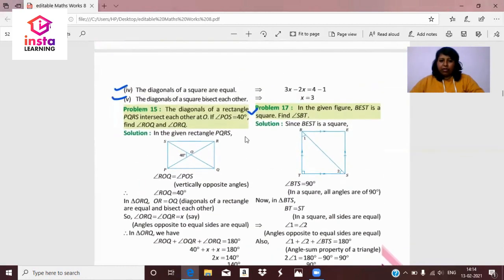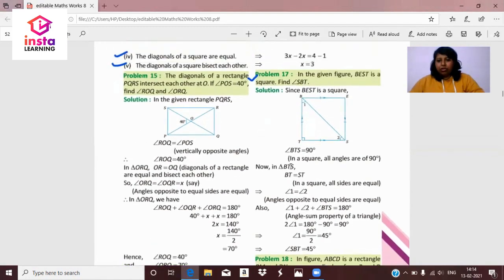So based on the properties of square, we will be solving this problem. In the given figure, BEST is a square. Find angle SBT. We have to find which angle? Angle SBT. So as we know, each angle of a square is 90 degrees. BTS is 90 degrees. All angles are of 90 degrees.